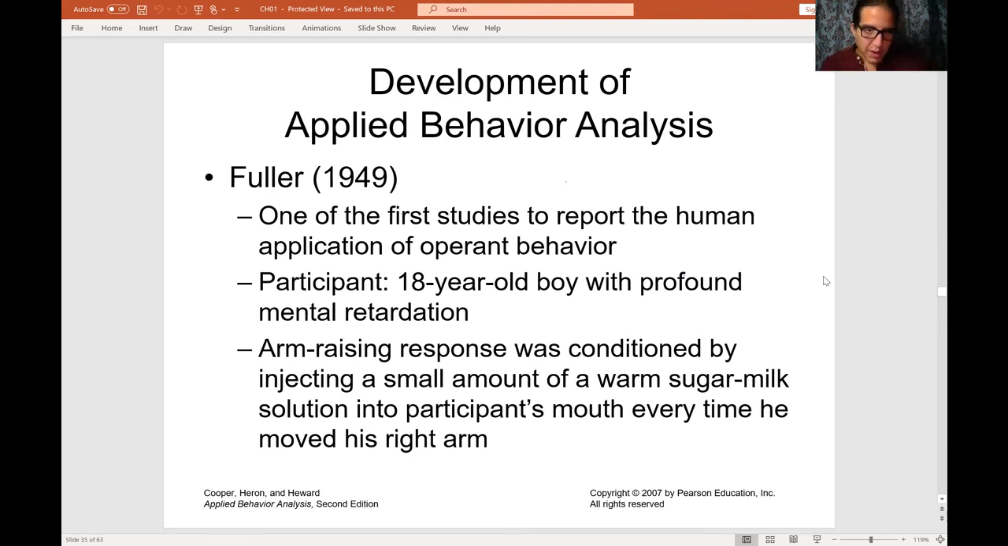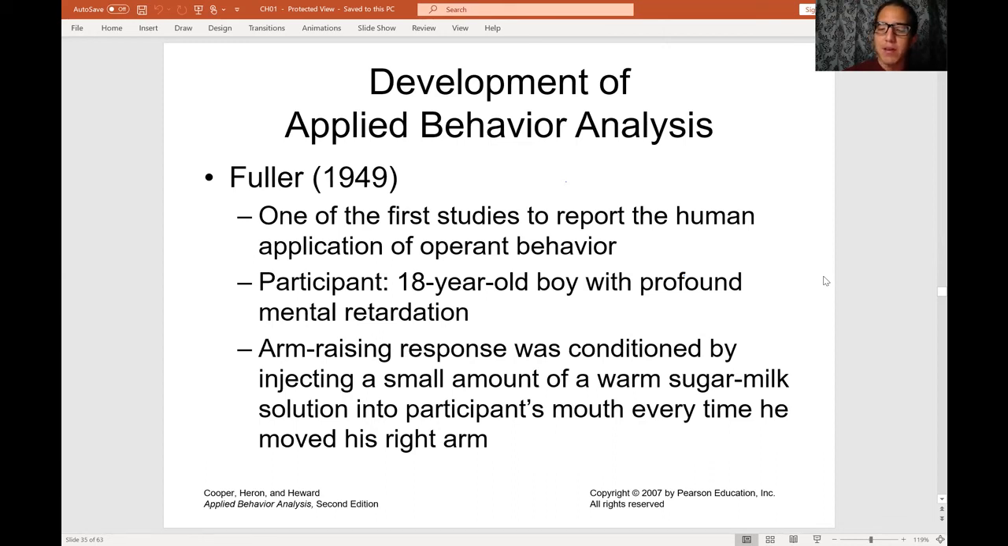And perhaps there's different words that we can use now, but the most important thing here is that the doctors, the physicians who were looking at this 18-year-old boy, they were saying he is not going to learn anything. They considered him a vegetative idiot. That's quote unquote. I read that. And so Fuller came by and he did this study, and he taught this boy to raise his arm by injecting a small amount of warm sugar milk solution into his mouth every time he moved his right arm.